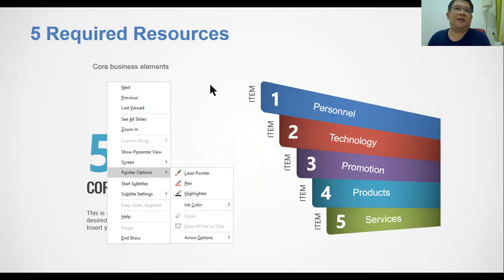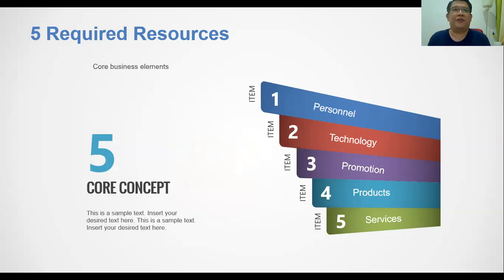Control L. When you press Control L, it becomes a pointer and you can move it around. You don't have to hold down your Control key. To turn it back to the narrow pointer, press Control L again.